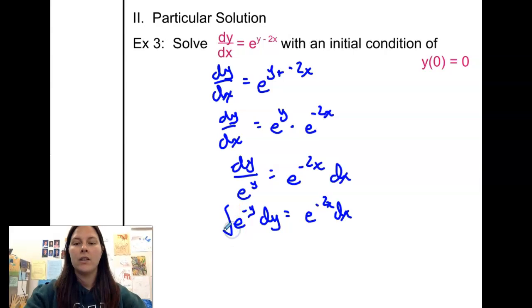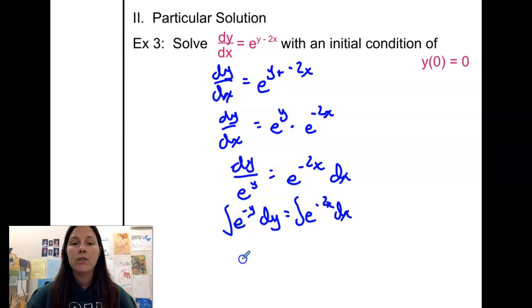Finally, I'm ready to integrate both sides. Now we could use u substitution on both sides. If I did that, I would use different variables: u on one side and maybe v or w or something else on the other so that we don't confuse them.